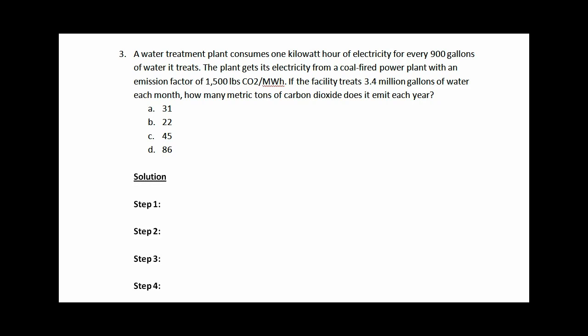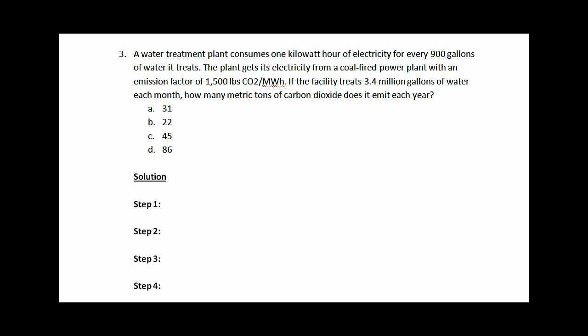The next example we're going to look at involves a water treatment plant. This plant consumes 1 kilowatt hour of electricity for every 900 gallons of water it treats. The plant gets this electricity from a coal-fired power plant with an emission factor of 1,500 pounds of carbon dioxide per megawatt hour of electricity consumed. If the facility treats 3.4 million gallons of water each month, how many metric tons of carbon dioxide does it emit in the course of a year?